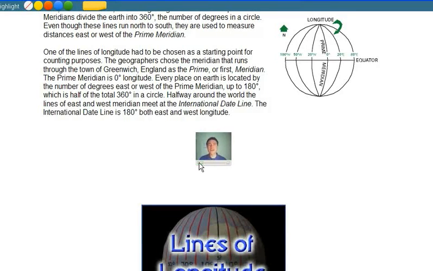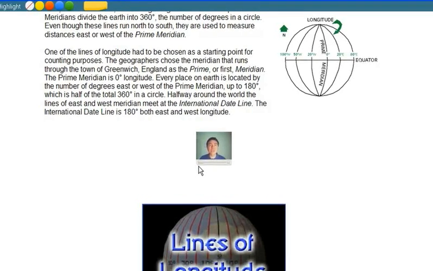Take a good look at this picture up here. Lines of longitude run from the North Pole to the South Pole, and even though these lines, called meridians, run from north to south, they're actually used to measure distances from east to west. They measure distances from a given point called the prime meridian.